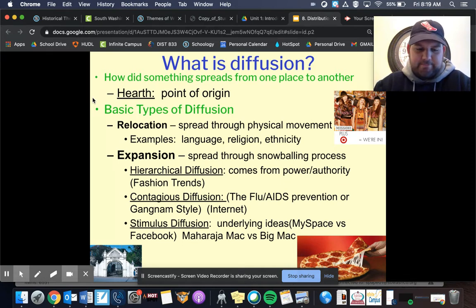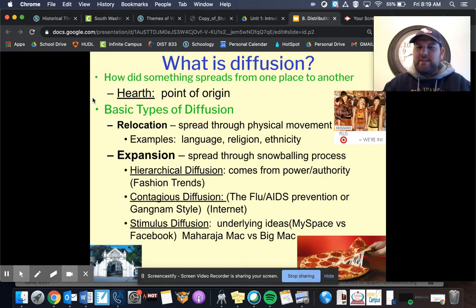Next, contagious diffusion. That is diffusion that is spread contagiously. Things like the flu or other illnesses are obviously spread that way, or prevention techniques are spread that way. Videos on the internet are spread through contagious diffusion, things like the Gangnam Style video. Every time you watch it, you send it out to your friends, and they send it out to their friends, and it continually becomes contagious.